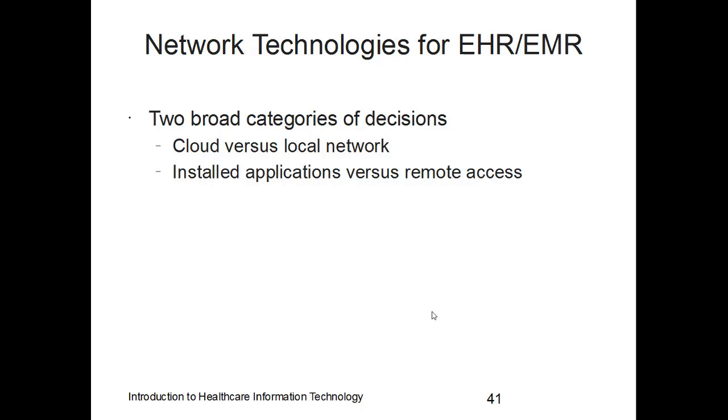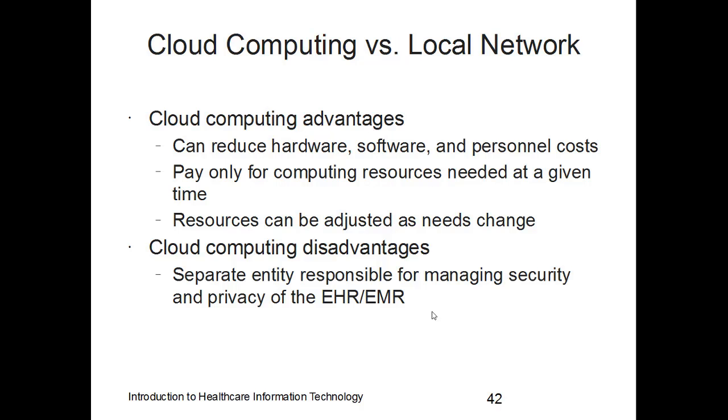Alright, now we'll talk about network technologies for EHR and EMR, electronic health records and electronic medical records. There are 2 broad categories of decisions: cloud versus local network, and installed applications versus remote access. First we'll talk about cloud computing versus the local network. Some advantages for cloud computing: this can reduce hardware and software and personnel costs.